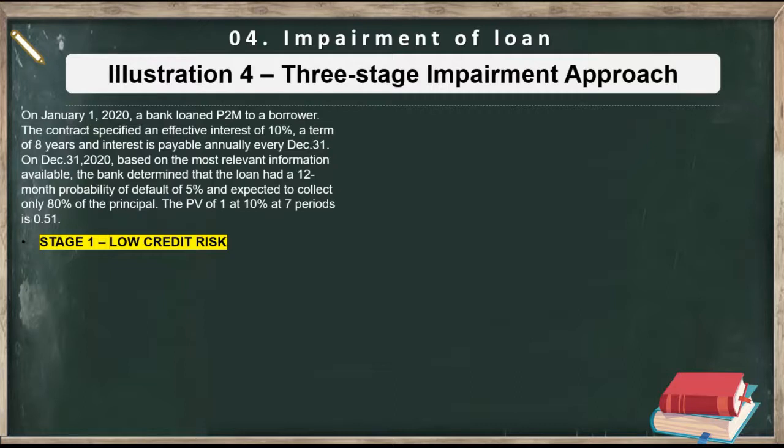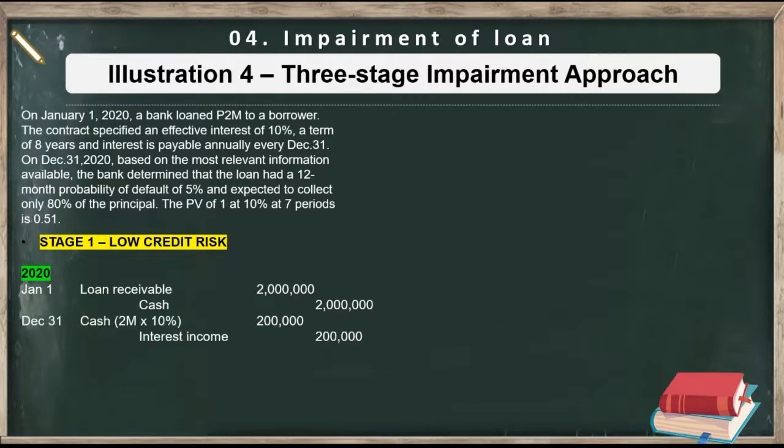So what are the journal entries for 2020? So first, you recognize the loan receivable and then credit cash. Also, there would be interest that would be 10% of the 2 million principal. Okay, so you have debit cash, 200,000, and then credit interest income, 200,000.